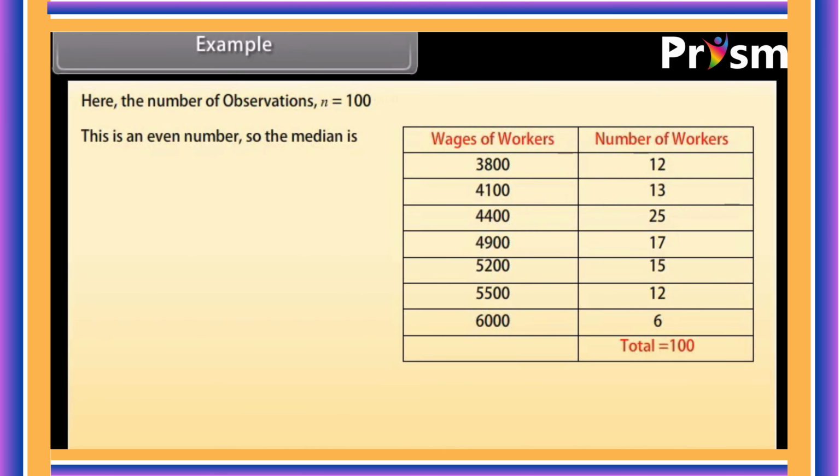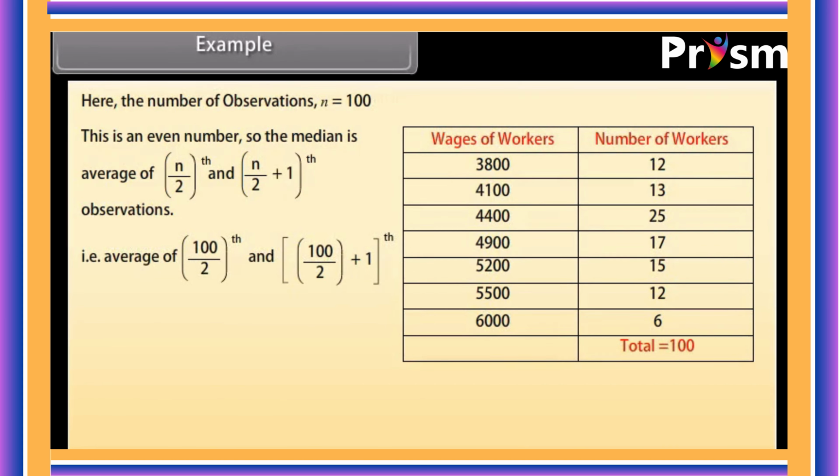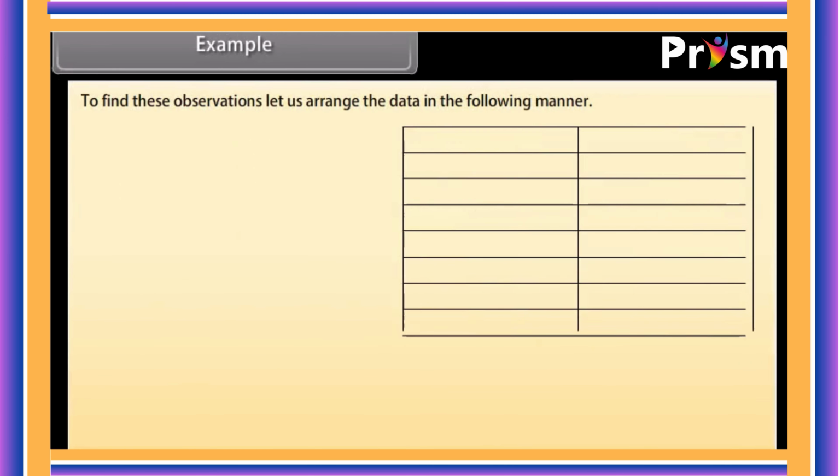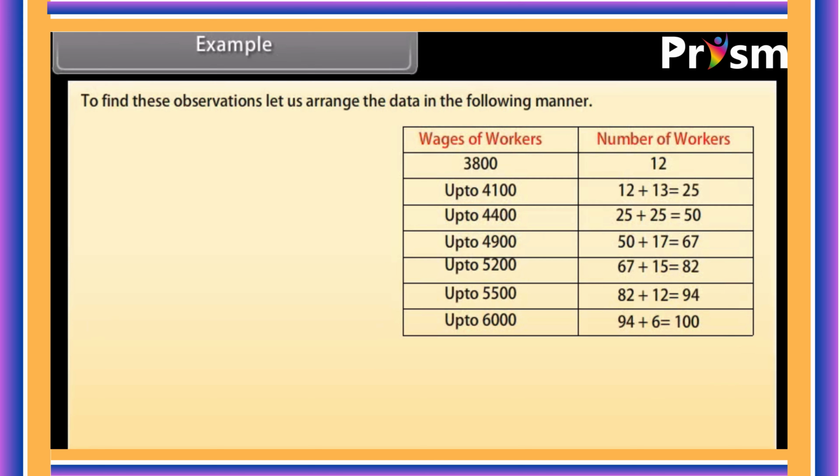This is an even number, so the median is the average of the n by 2th and n by 2 plus 1th observations. That is, the average of 100 by 2th and 100 by 2 plus 1th observation. That is the average of the 50th and 51st observations. To find these observations, let us arrange the data in the following manner.